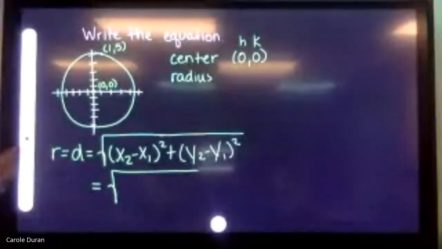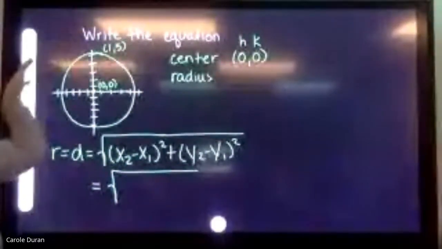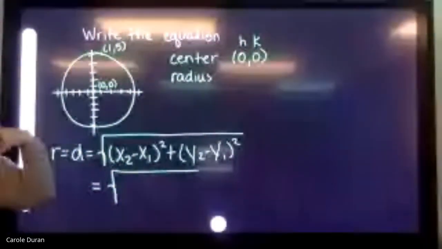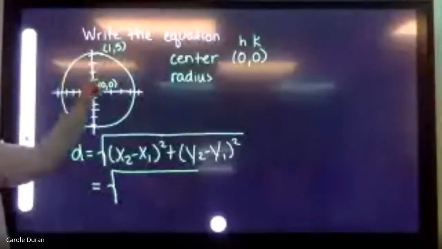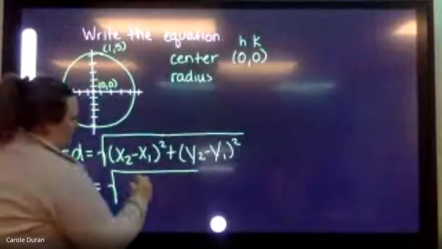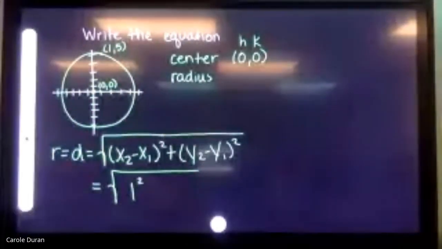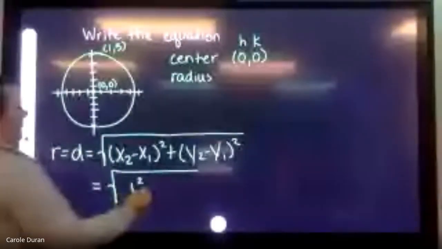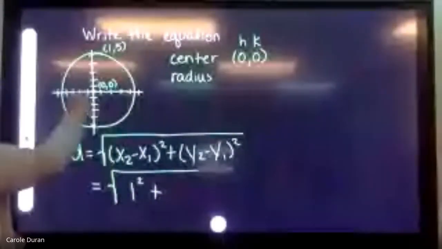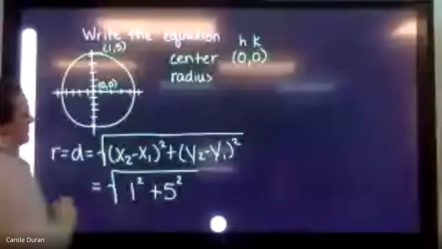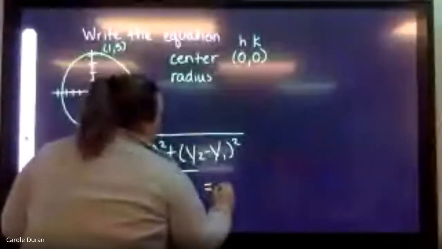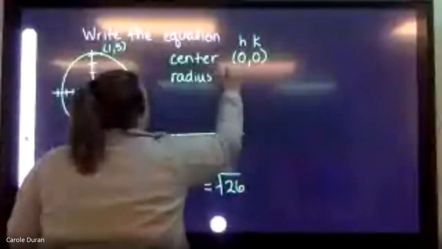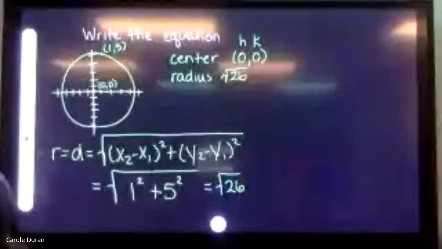When I do the distance formula, I do the outside point minus the inside point. You can do inside minus outside. That's perfectly fine as well. You will get the same answer. When I do outside minus inside, I get 1 minus 0 is 1, so I get 1 squared for my first part of the formula, plus 5 minus 0 is 5, so I get 5 squared is the second part. 1 squared is 1. 5 squared is 25. 25 and 1 makes 26. So we should have gotten the square root of 26 as our radius.